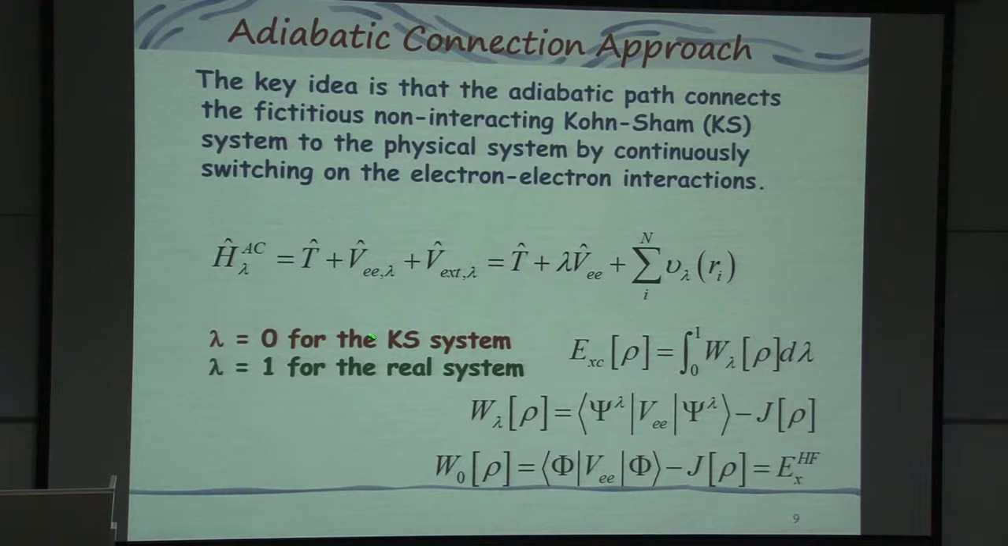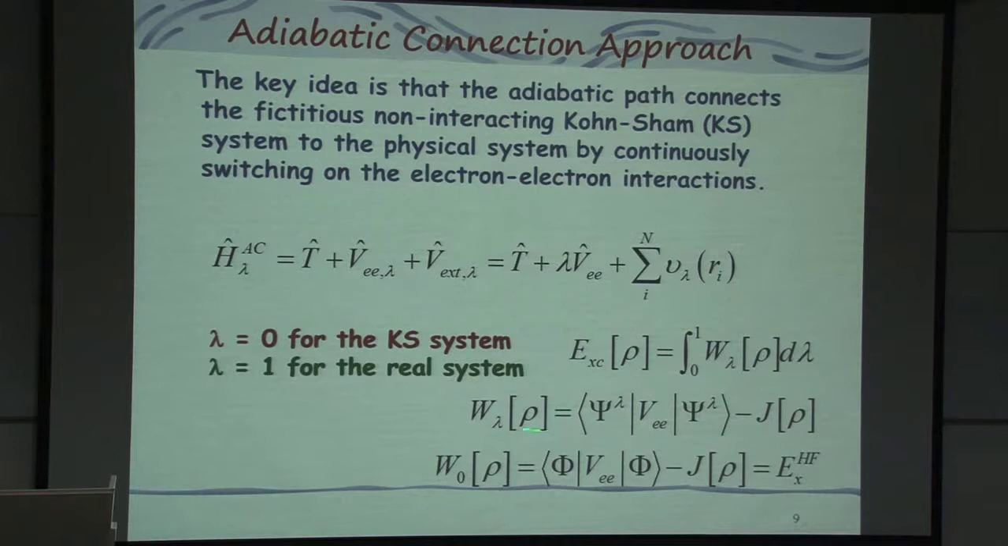Zero is the Kohn-Sham system, and one is the real system. But you tune the external potential so that the density from this Hamiltonian will be the same all along this adiabatic connection path. And this is what we call the adiabatic connection. With this and with the Hellmann-Feynman theorem, you can express this exchange correlation functional in terms of this integration of the electron-electron coupling constant.